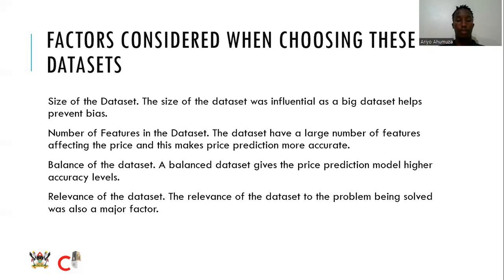Balance of the dataset. A balanced dataset gives the price prediction model higher accuracy levels. The dataset I used was said to be balanced in its description, and thus I decided to choose it. And also relevance of the dataset. I found this dataset to be relevant because it has different pieces of data relating to real estate, and we're trying to address a problem that is being faced in real estate.